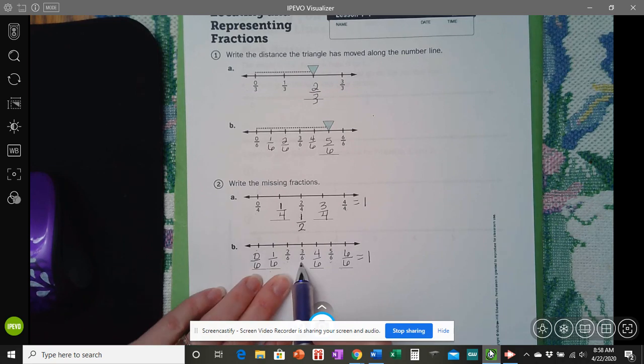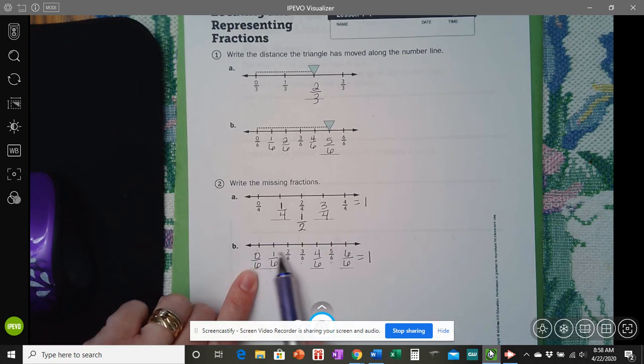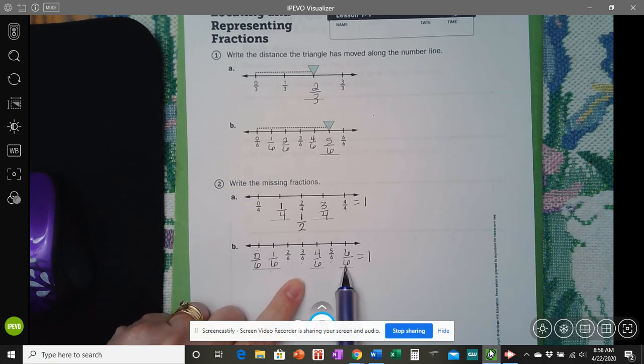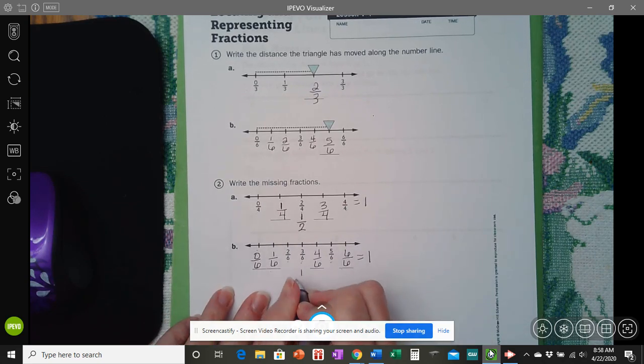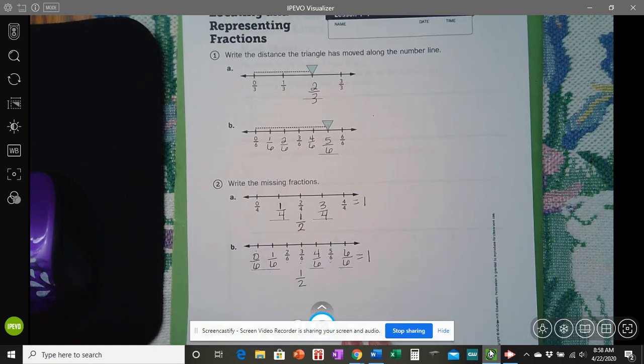Now here we have 3 over 6. If you look, it's halfway between the 0 over 6 and the 6 over 6, so that would also give us 1/2 as an equivalent fraction.